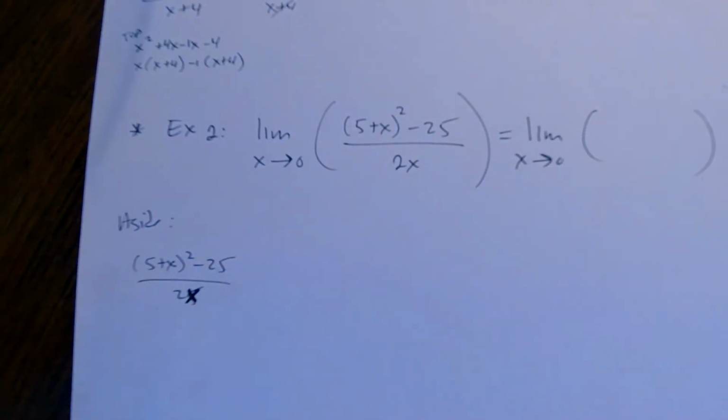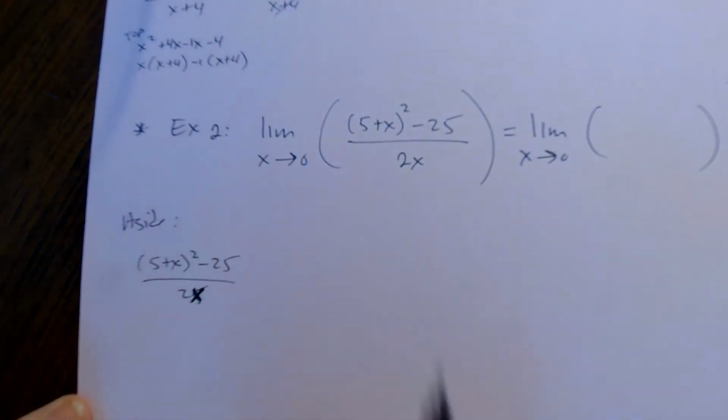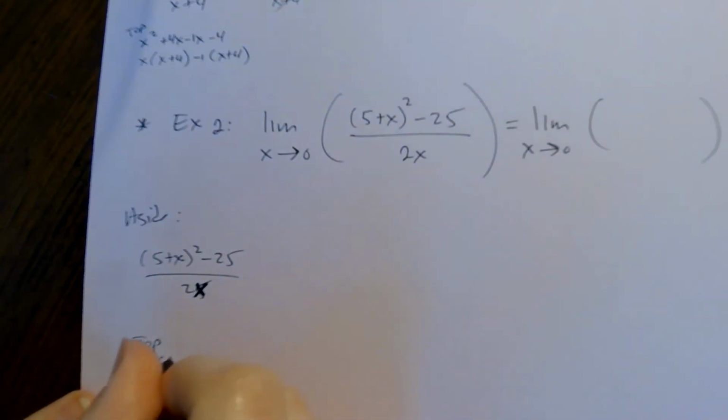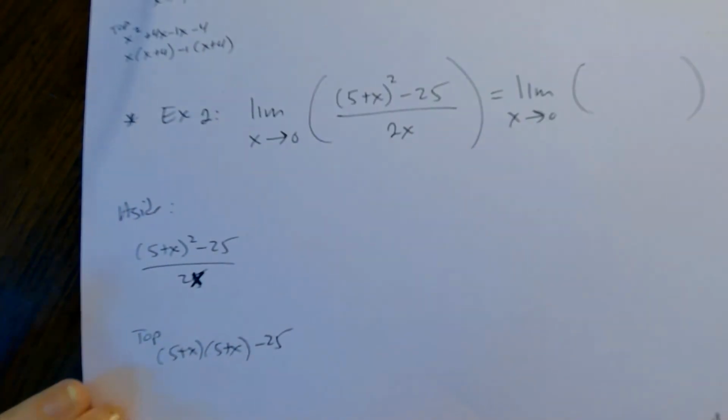All right, so what could we do here? There's a couple things. If you see a difference of 2 squares, which I do, you could factor the top using that. Or you can expand this. So let me take the top, 5 plus x squared minus 25.